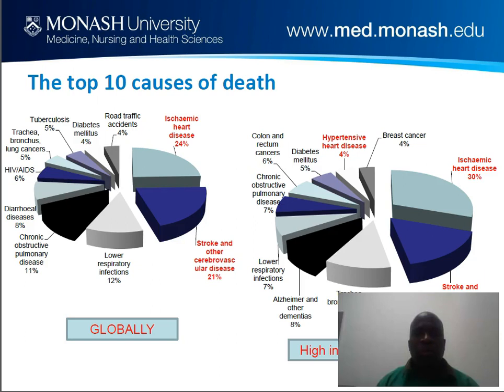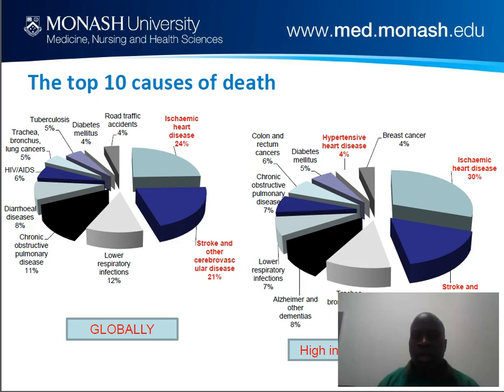Among the top 10 causes of death globally, ischemic heart diseases account for 24%, stroke and other cardiovascular diseases account for 21%, and these rank the top 2 among the 10 causes of death. And if you look at the top 10 causes of death among high-income countries, again you find that ischemic heart disease and stroke and other cardiovascular diseases rank the top 2.